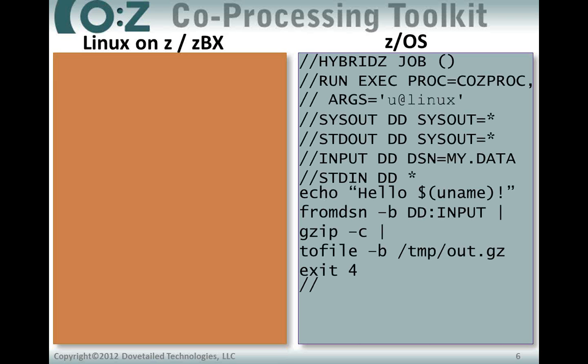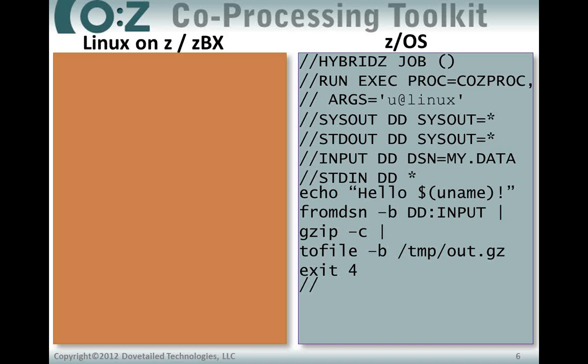This is a typical looking job. We have a job card at the top and one step, which is called run. The job step executes the proc called COZYPROC, which is a shorthand notation for the COSI launcher. And the COSI launcher requires the arguments about the user ID and the remote system that we're going to connect to. Next, we have a couple of DDs. SYSOUT DD is standard, and that's redirected to the job spool. Then we have a STDOUT DD, which is where our target program's standard out is going to be redirected, and that also goes to the SYSOUT spool.